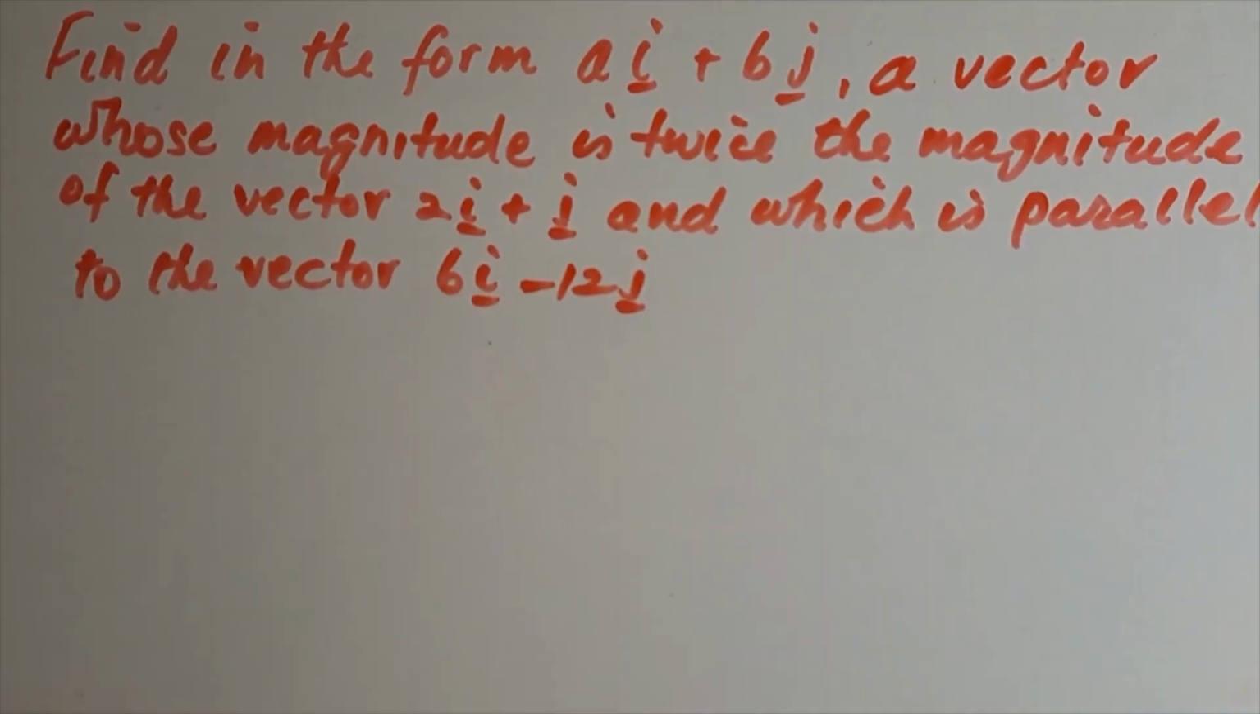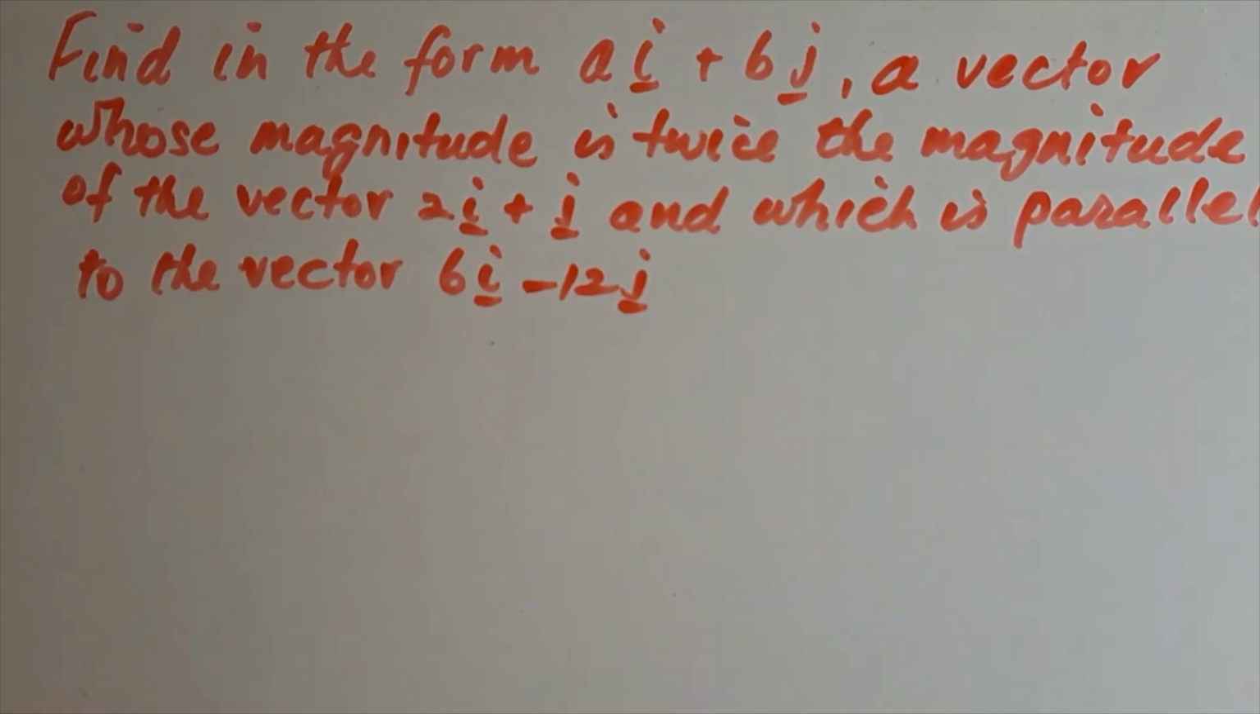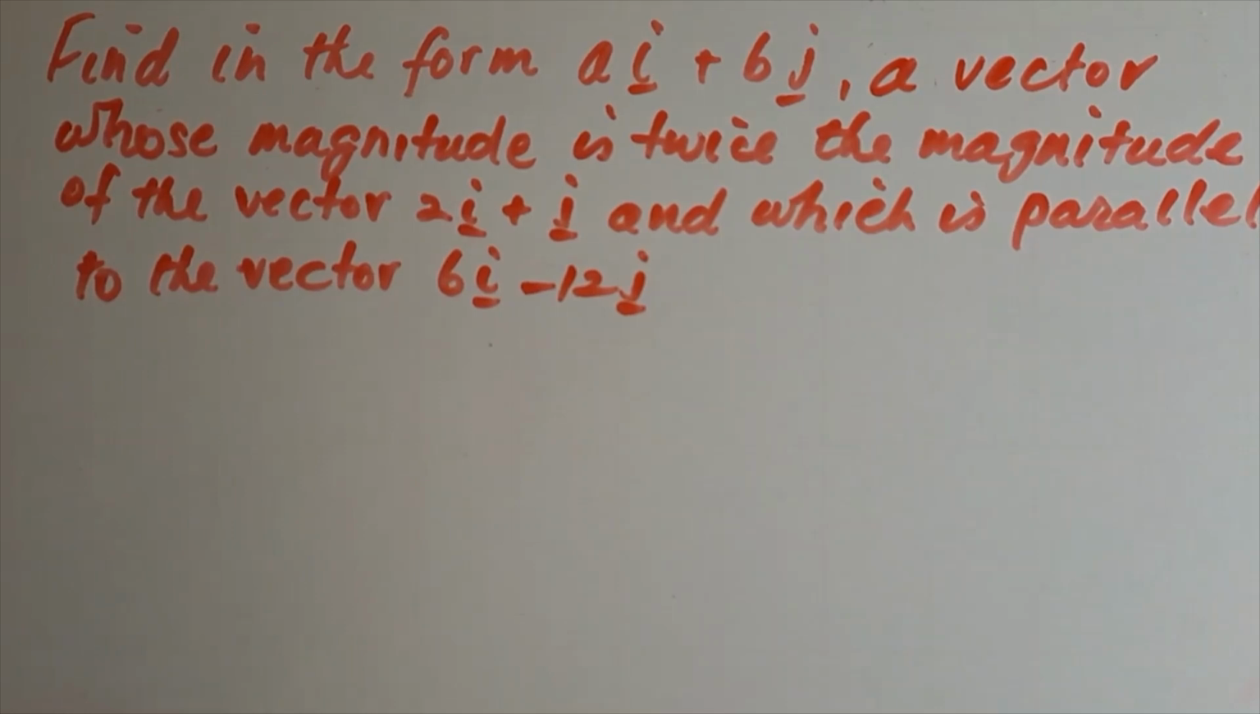Find in the form ai add bj a vector whose magnitude is twice the magnitude of the vector 2i add j, and which is parallel to the vector 6i minus 12j. Well, let's compute a vector whose magnitude is twice the magnitude of 2i add j.